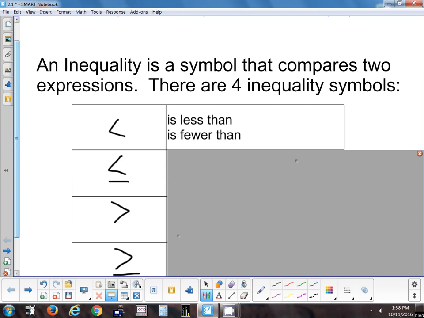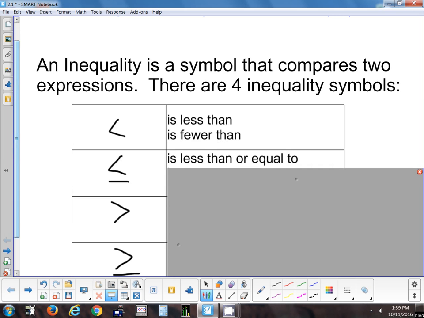How about this next symbol? Yeah, Bay? Is less than or equal to? Yeah, once you put this little line under it, that line makes it an equal to. And there's another way to say this one, and you've got some room to write it in. It's a little tricky. If I said to you, I have less than or equal to $20 right now, does anybody know another way to say that?